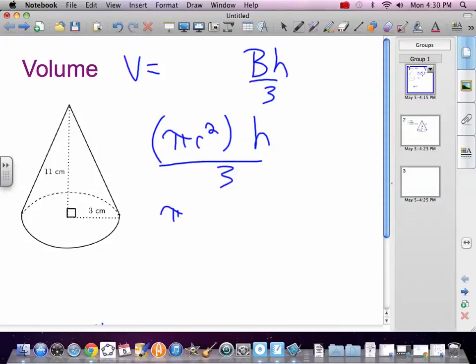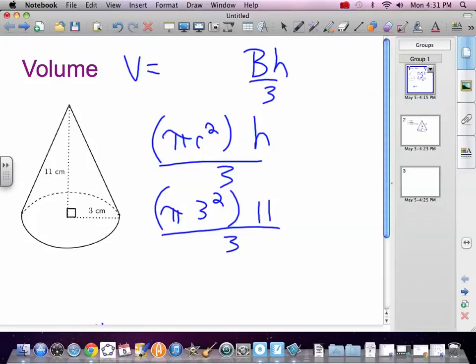So, pi r squared, r is 3. Height is given to us. Height's 11. Wow, it's pretty simple. And divide by 3. So, pi times 3 squared times 11, divide by 3. Pi times 3, 11, divide by 3.